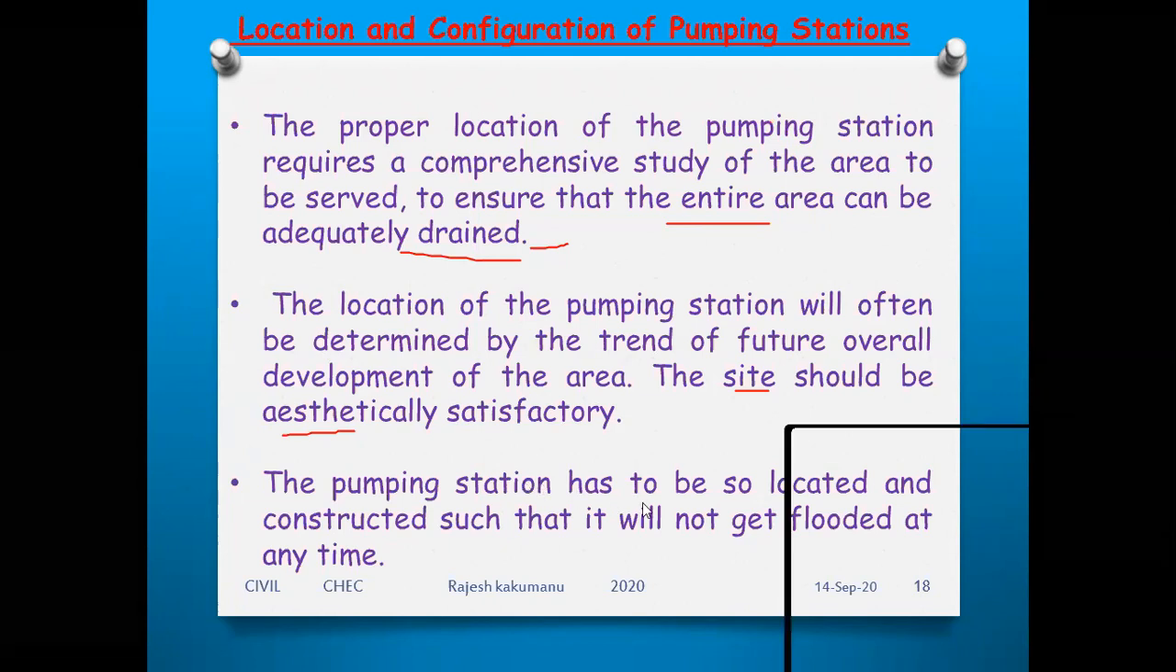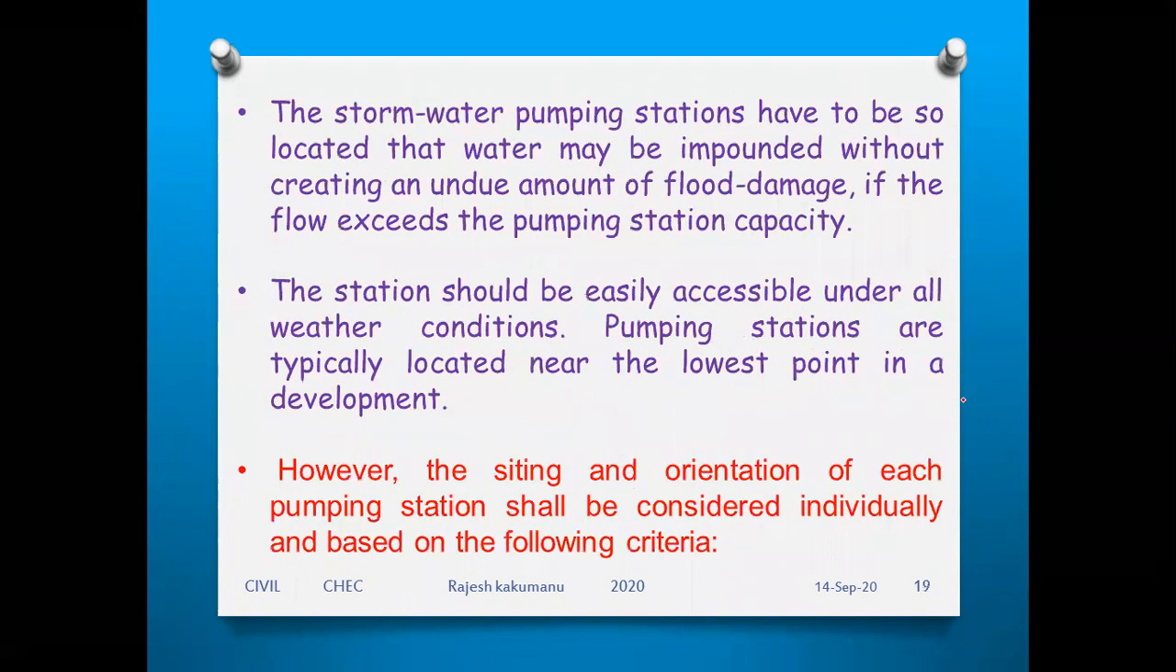Next one, the pumping station has to be located and constructed such that it will not get flooded at any time. So in future, whatever difficulty or natural calamity happens, there should not be any flooding, meaning floods should not wash away the pumping station, or the pumping station should not get covered with mud and other rocks. For that we require a proper location, right?